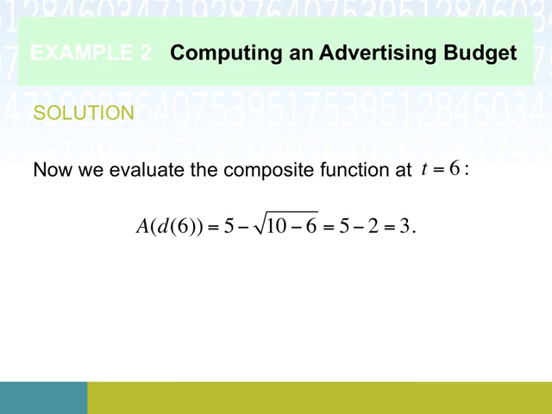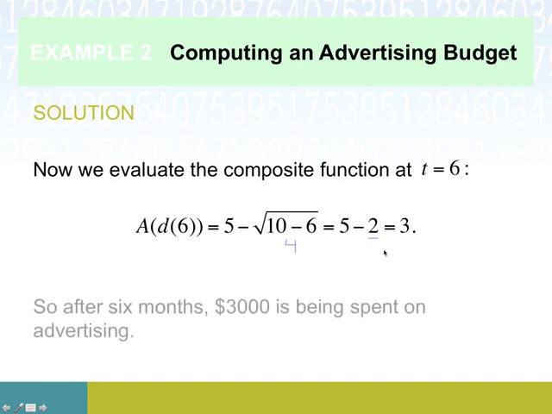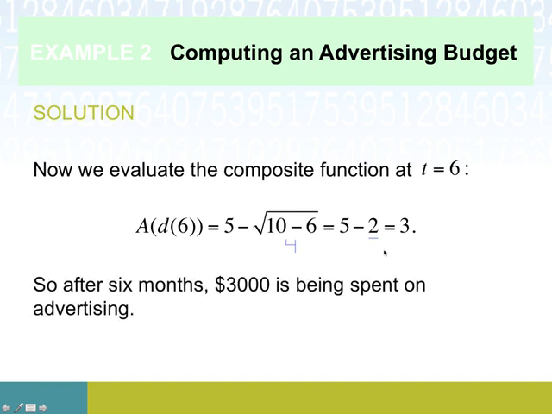So all put together, we have A of D of 6, there's our time, 5 minus the square root of 10 minus 6. Okay, 10 minus 6 is 4. We can do this. And so the square root of 4 would be just 2. 5 minus 2 is 3. And then it's always polite, this was phrased in terms of words, so we should return to words before we're done. So after 6 months, $3,000 is being spent on advertising.